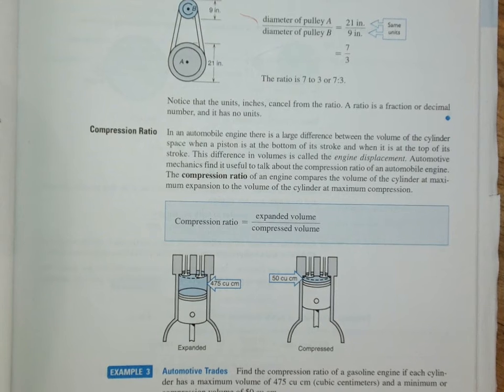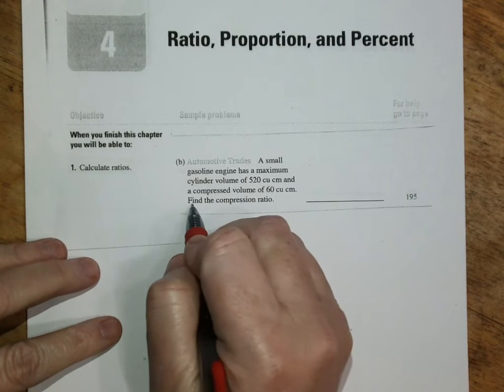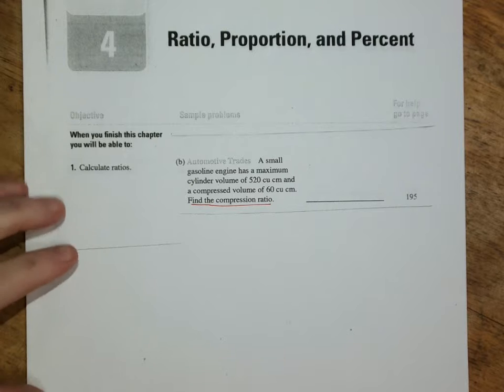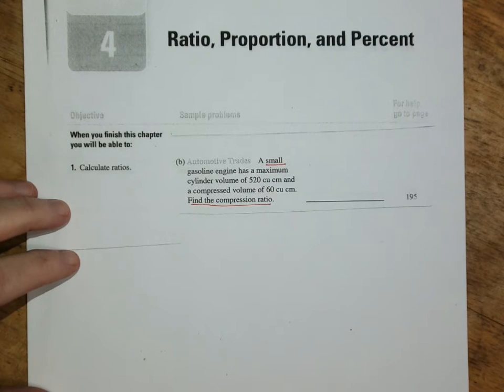So, back over here to the problem. It asks us to find the compression ratio. We just discussed that. So, remember, when you're doing a word problem, underline important words in that problem. Sometimes you'll have something called a distractor, but you won't really know that until you get to the part where you write an equation for that word problem in order to figure out what the answer is. So, let's just read through this. It says a small gasoline engine, okay, small, that could be important, has a maximum cylinder volume.